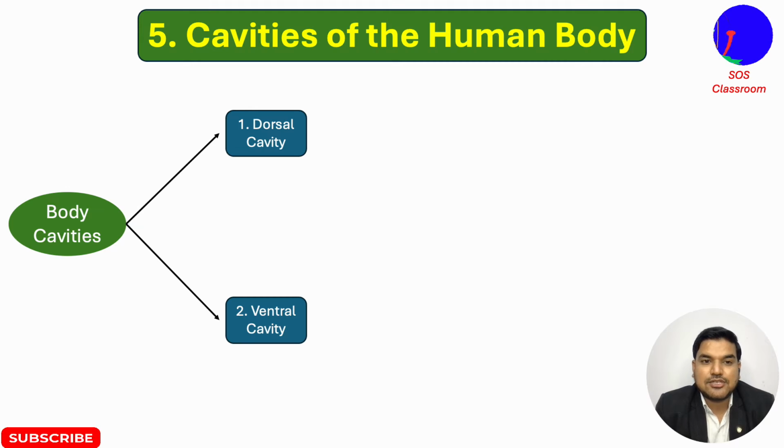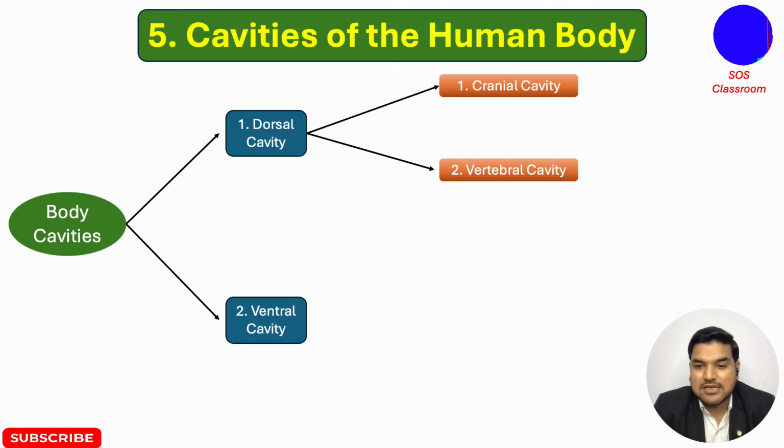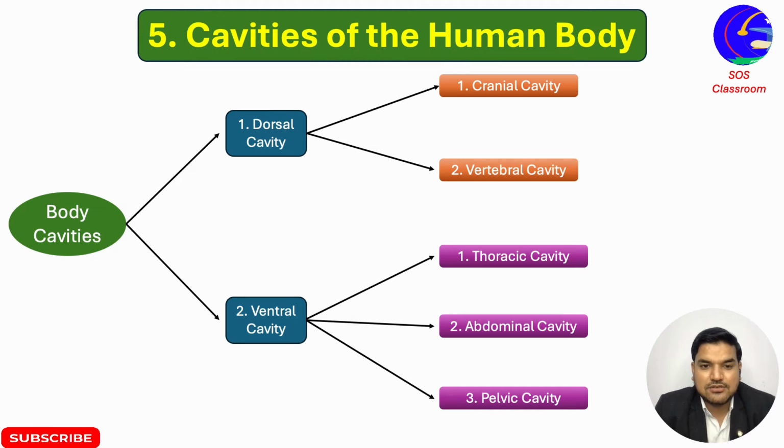The dorsal cavity is again divided into two segments, that is the cranial cavity and vertebral cavity. This is the dorsal or posterior part of the body. The ventral cavity is divided into three portions, that is the thoracic cavity, abdominal cavity and pelvic cavity. So these are the five cavities present in your body, divided into two segments, dorsal cavity and ventral cavity.